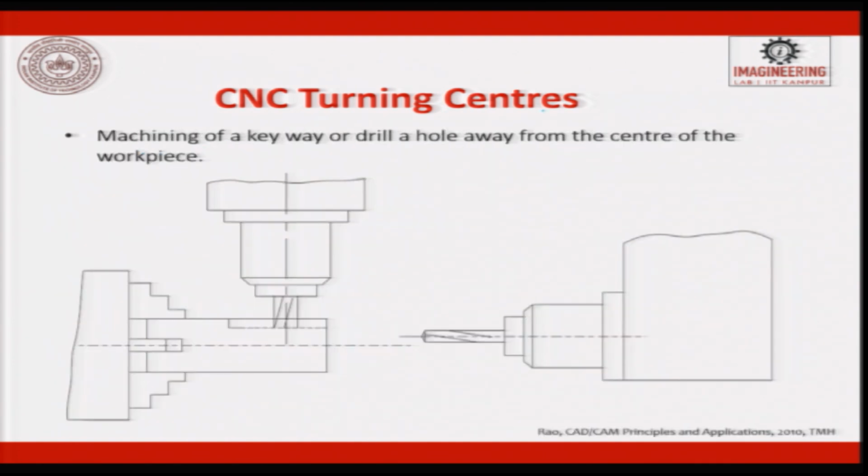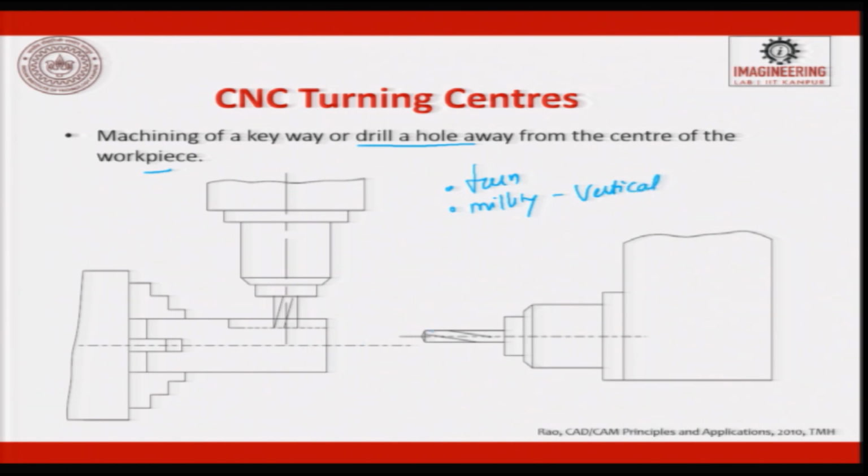So, CNC turning centers, machining for a keyway slot. You can machine a keyway slot or drill a hole away from the center of the workpiece if you want to. Today there is a provision by which it can be done. Otherwise, this keyway slot machining is a very difficult job. If you want to do keyway machining in a conventional machine, we turn and then take it to a vertical milling machine, and then relocate it and get it done.